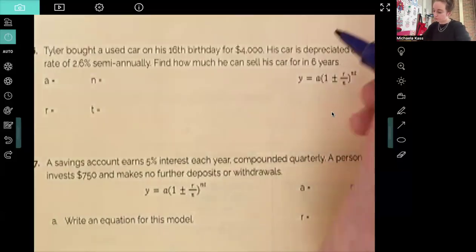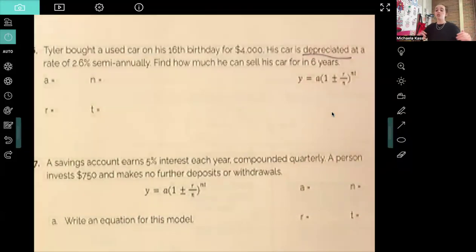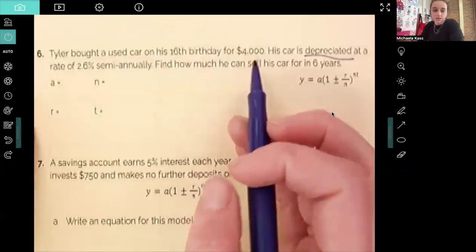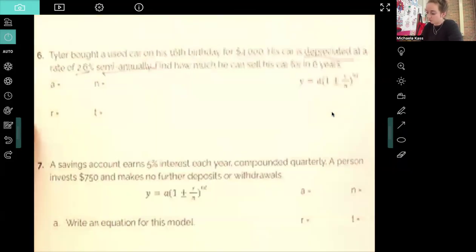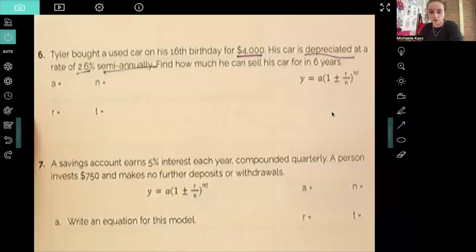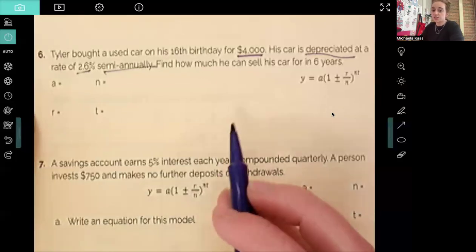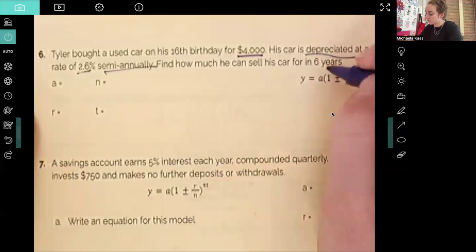So we have to remember what the word depreciates means, okay? Depreciate means it goes down. It's losing value. And that should make sense in the real world. If you have a car, it's going to lose value, right? If I was trying to sell a 2010 Jeep versus a 2025 Jeep, it's going to be way cheaper. Okay. So it says that it depreciates at a rate of 2.6% semi-annually, and the initial cost was $4,000. Find how much he can sell his car for in 6 years.